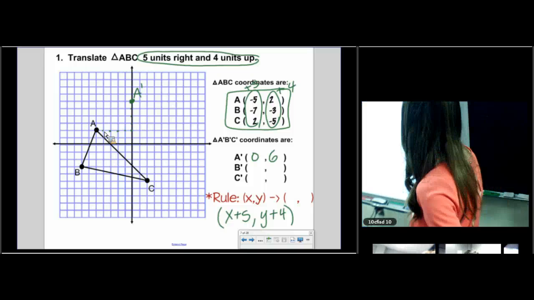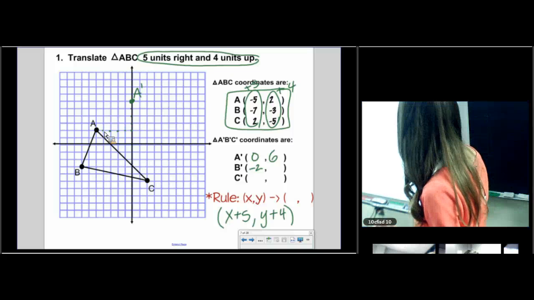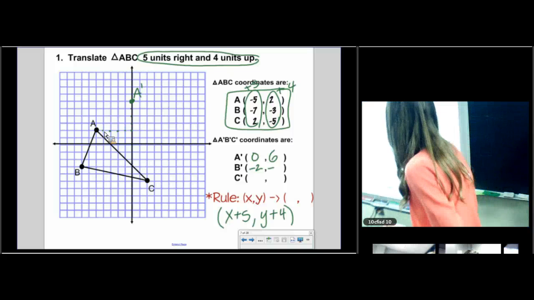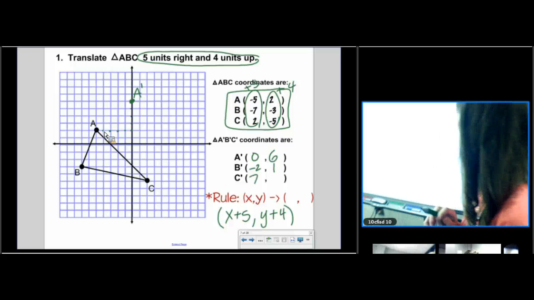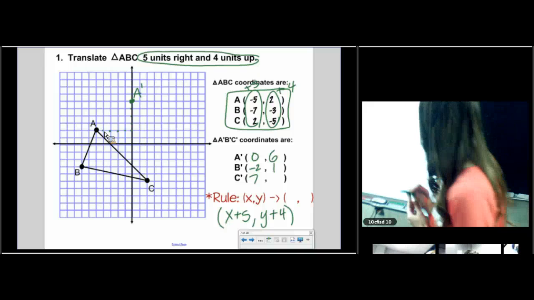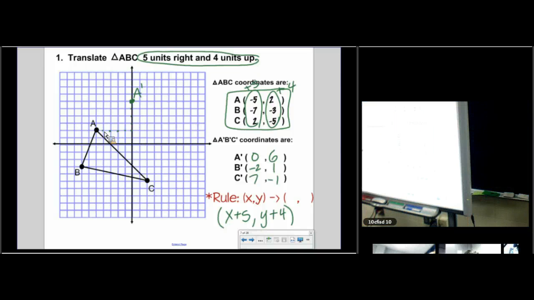So let's see, negative 7 plus 5, negative 2, negative 3 plus 4, 1, 2 plus 5, 7, and negative 5 plus 4. So then we could just plot our points, negative 2, 1, and call it B prime, 7, negative 1, C prime, and then connect our dots.